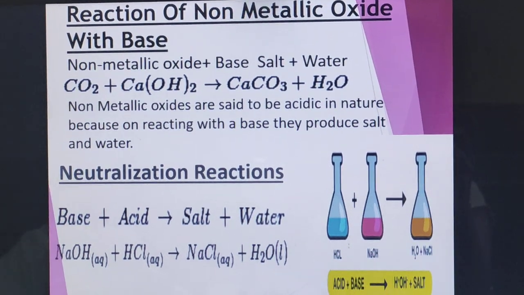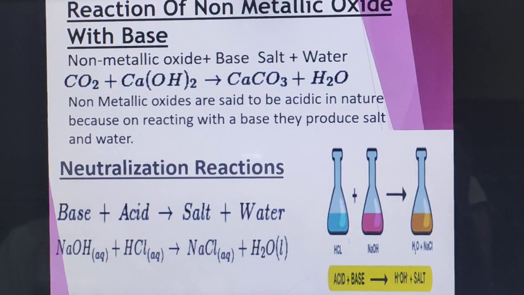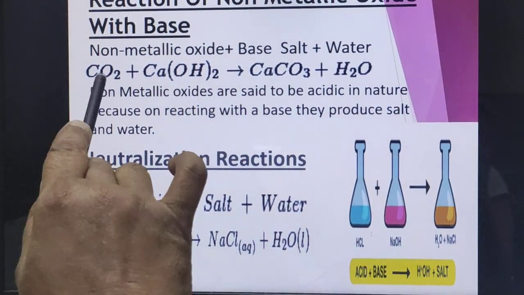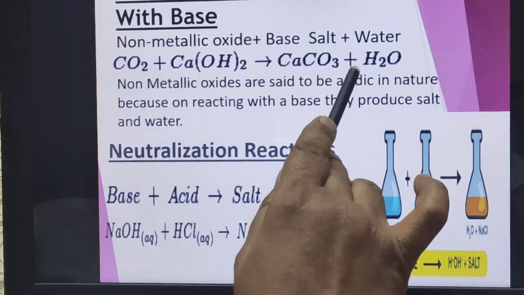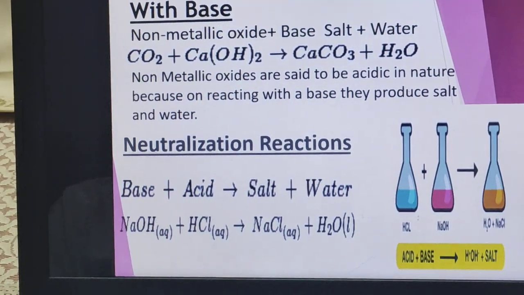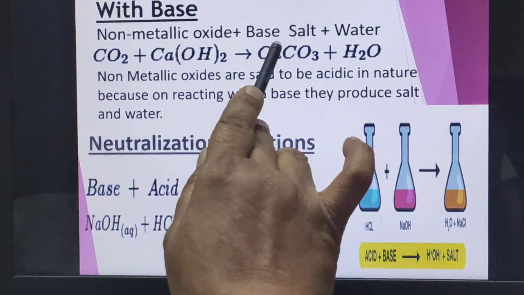Then we come to reaction of non-metallic oxides with bases. Non-metallic oxide reacts with base to give salt and water. Carbon dioxide reacts with calcium hydroxide, will give you calcium carbonate plus H2O. Now, non-metallic oxides are said to be acidic in nature because on reacting with a base they produce salt and water.